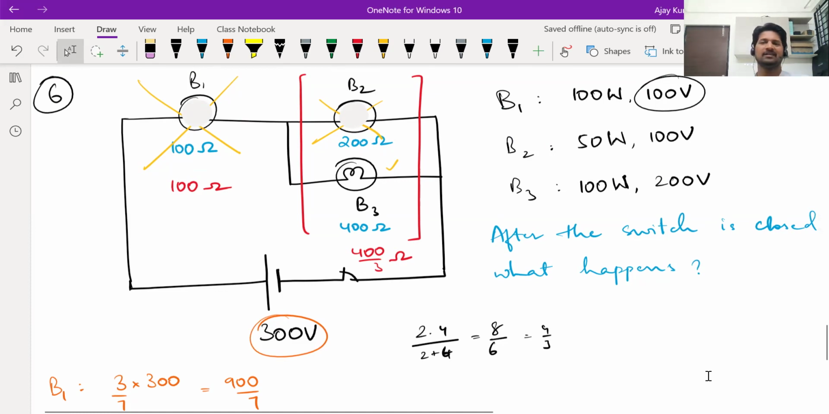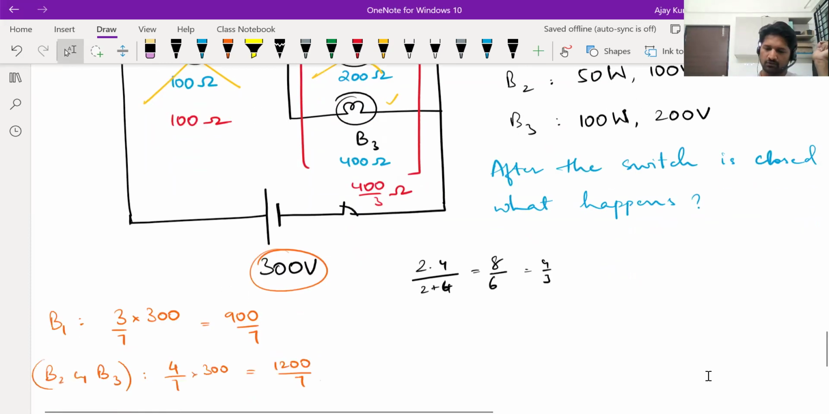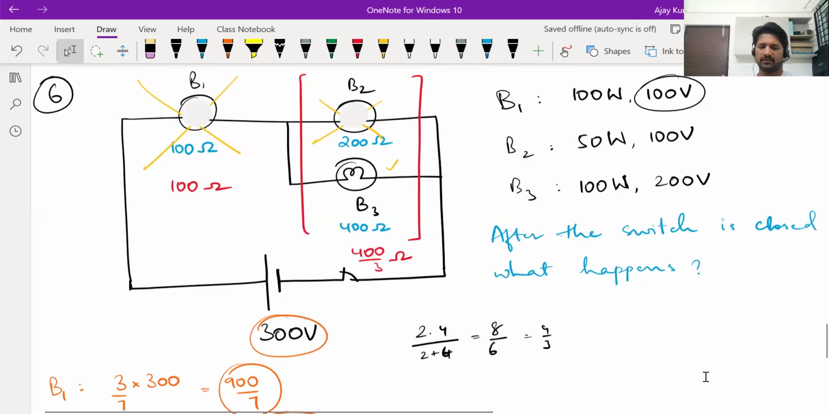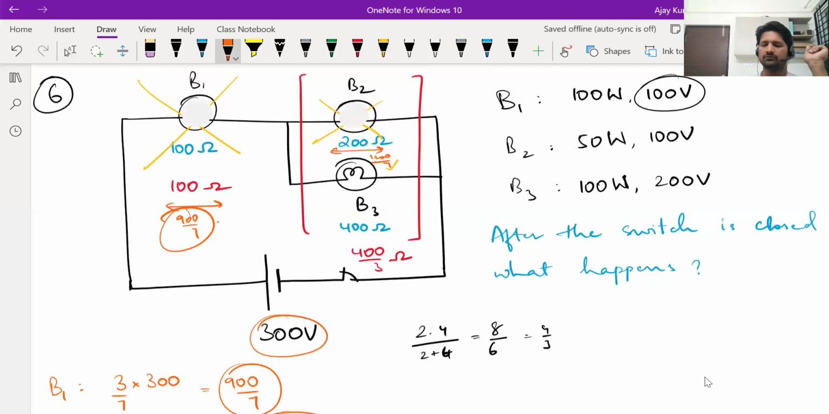Isha, again, you're asking the same. It's not like B1 gets fused first. These voltages that we found out, 900 by 7 and 1200 by 7, will get established together at the same time. So the moment you close the switch, you will see a voltage of 900 by 7 across B1, and you will see a voltage of 1200 by 7 across B2. And this voltage is too much for B1, it will get fused. This voltage is too much for B2, it will also get fused at the same time.